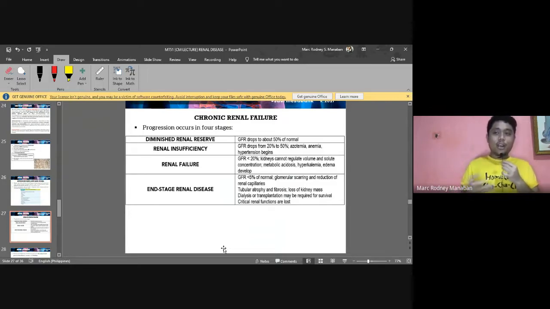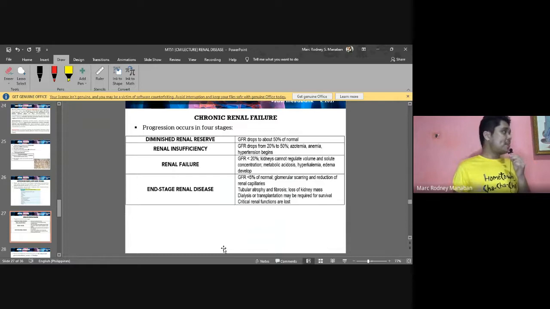Okay, so of course, ni-produce siya or ni-progress na siya to renal failure. And this progression can occur in 4 stages. Number 1, you have diminished renal reserve, in which ang GFR niya is about 50% of normal na lang. For renal insufficiency, the GFR continues to decline to about 25%. And mo start na azotemia, so mag-accumulate na sugod ang BUN, creatinine.